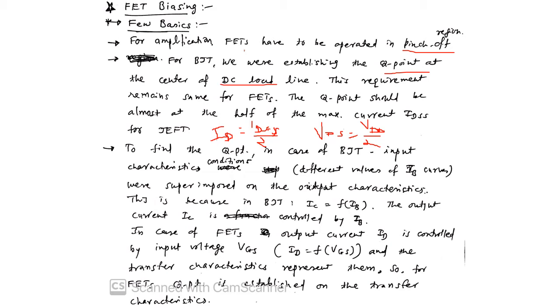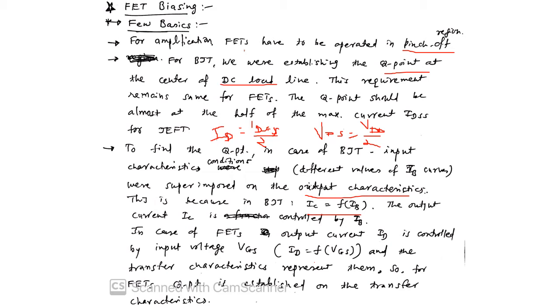Fine. Now, how do we find the Q point in a BJT? We are actually using the output characteristic. On the output characteristic, we are imposing the conditions of the input, that is, different IB currents are imposed on it, because we know in case of BJT, IC is a function of IB. So the output current IC is controlled by IB.